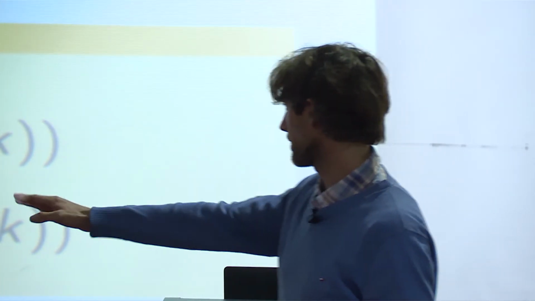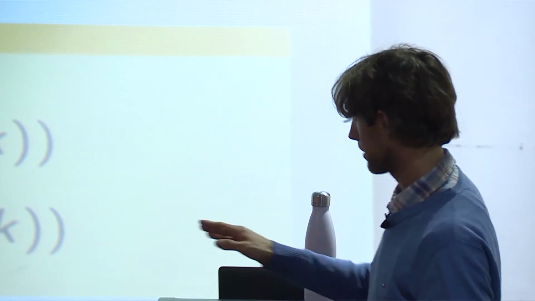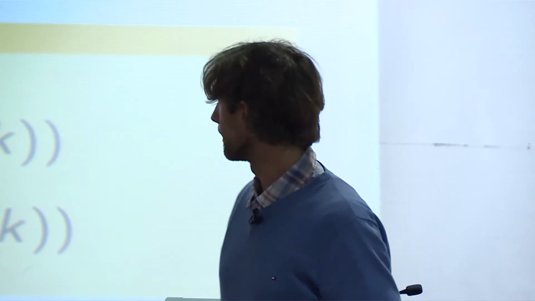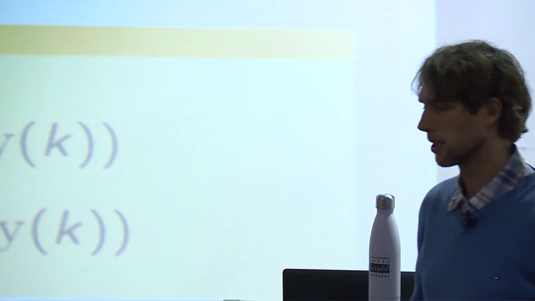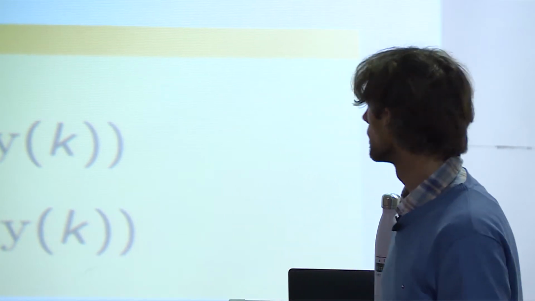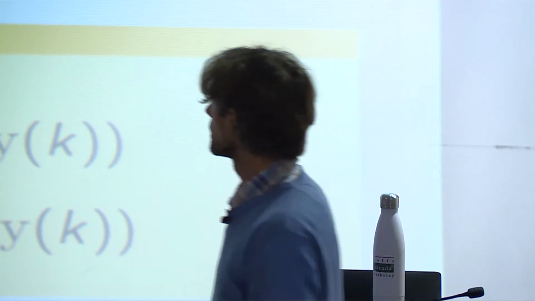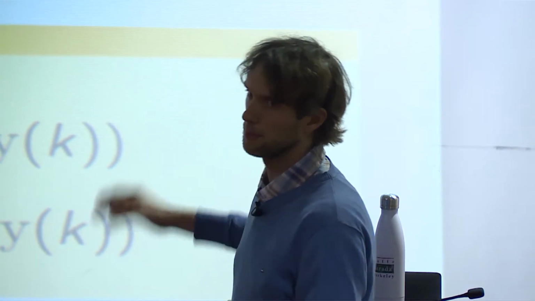And this also extends to DPPs where the size is not fixed, with some trade-offs. And also, this is approximate. What's the poly k? It's n times k times maybe a k cubed or something. It's not outrageous, because the thing you have to do at each step is to evaluate that Metropolis filter factor. Yes, at each step you have to compute the determinant, or update the determinant that you're computing.